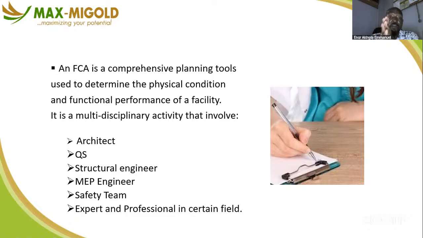An FCA is the comprehensive planning tool used to determine the physical condition and functional performance of the facility. It is a multidisciplinary activity that, like we mentioned earlier on, involves an architect, a quantity surveyor, a structural engineer, a mechanical, electrical and plumbing engineer, a safety team, and experts and professionals in certain fields. If you want to assess a 20-story skyscraper, you may need somebody that is an expert in assembling scaffolding.